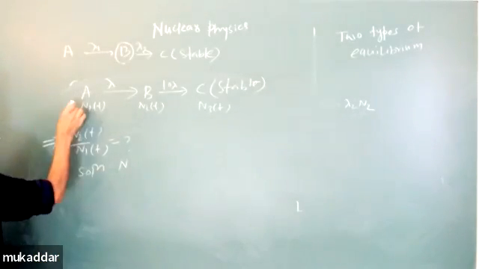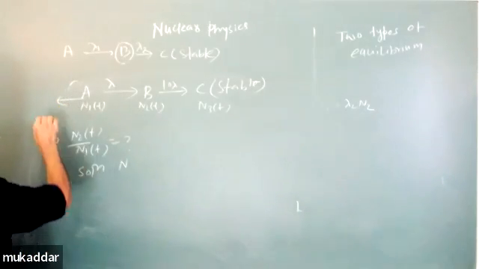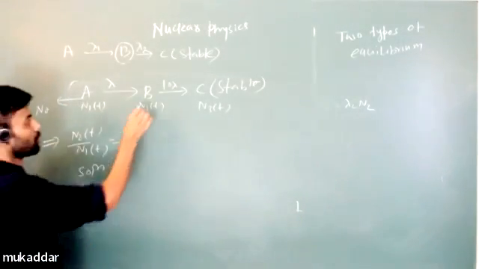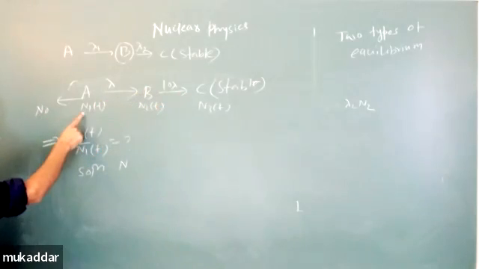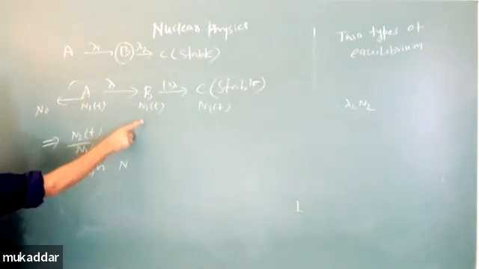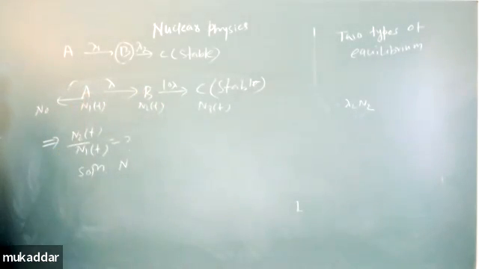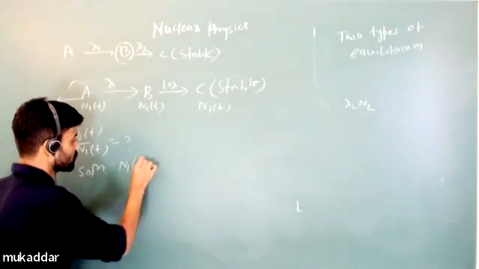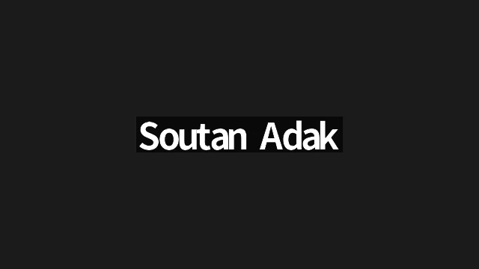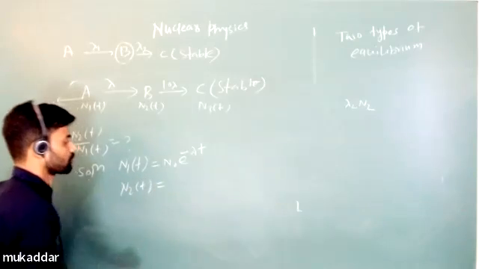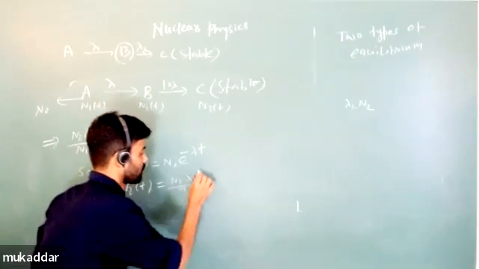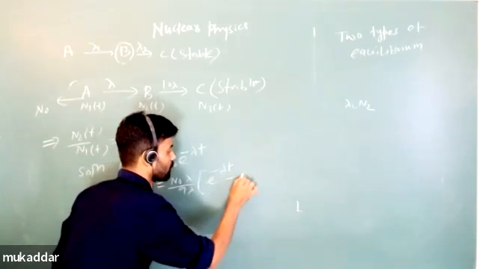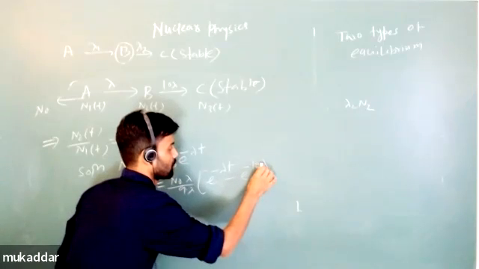Let us assume that initially there are only A nuclei, that is n naught, B is 0, C is 0. After time t, A becomes n1 t, B becomes n2 t, C becomes n3 t. So n2 t by n1 t you have to calculate. n1 t will be N naught exponential minus lambda t, and n2 t will be N naught lambda divided by 9 lambda, exponential minus lambda t minus exponential minus 10 lambda t, right?